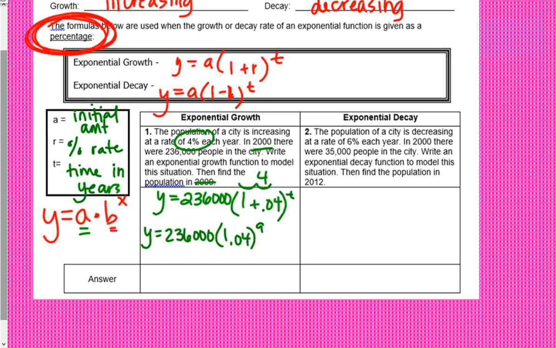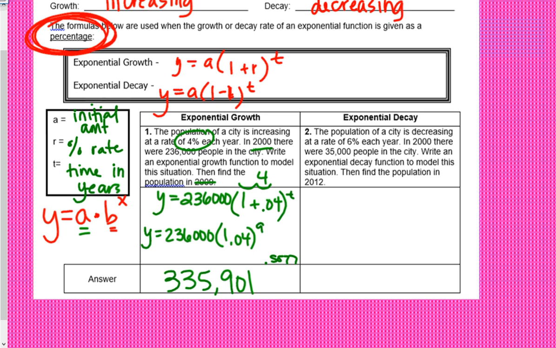So I should find my answer just by typing that in. Make sure you use a little caret to type in your 9. And you should get 335,901.5877. Now, the reason I didn't write that down is because we're talking about people. We're talking about the city population. So we could sit here and debate all day long about whether or not we should round up or round down. But technically, we only have 335,901 whole people in this city at this point. 0.5877 is not a whole person yet, so we're not going to count them.